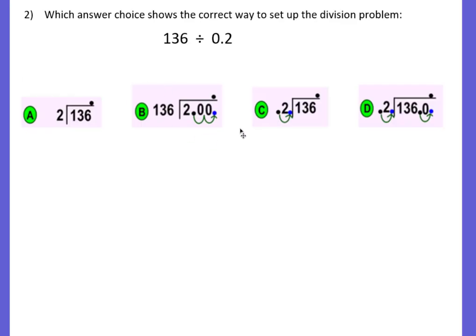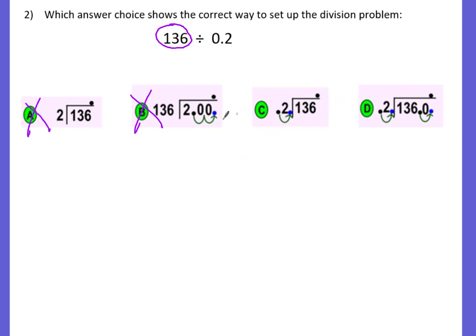So this was the actual question that was on your Mastery Connect exit ticket. It said, which answer choice shows the correct way to set up the division problem for 136 divided by 2/10? Okay, so first of all, the number that you see first in the expression, which is 136, whatever that number is, it always goes inside the house. When you're setting up your long division, it goes inside the house. So automatically we can get rid of answer choice B. Then your divisor is the 2/10. It goes outside the house. So it's not 2, but it's 2/10. So it's not going to be A. It's either going to be C or D.